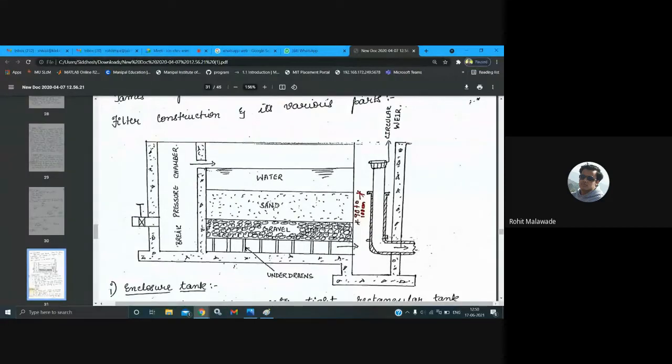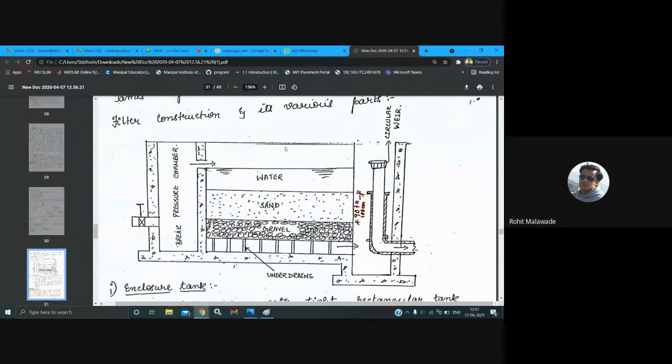If you have cleaned or washed the filter which is there in your houses, you will see very fine suspended particles. When you wash it, very fine suspended particles will come out from the pores of the sand.